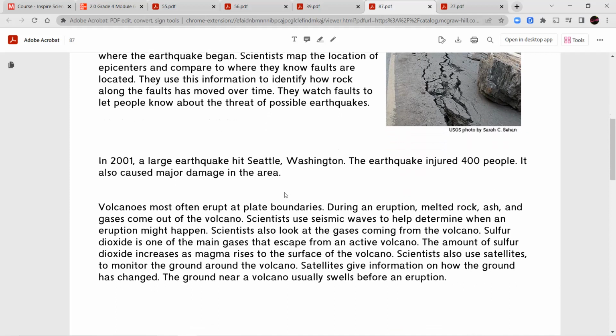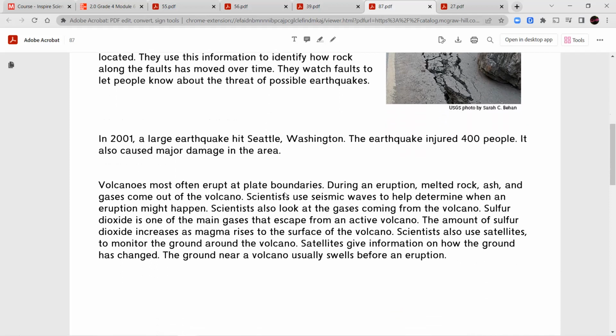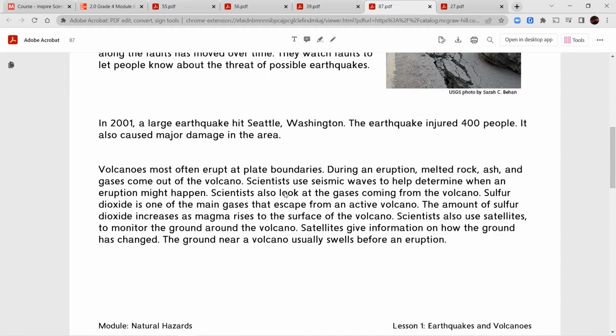In 2001, a large earthquake hit Seattle, Washington. The earthquake injured 400 people. It also caused major damage in the area.